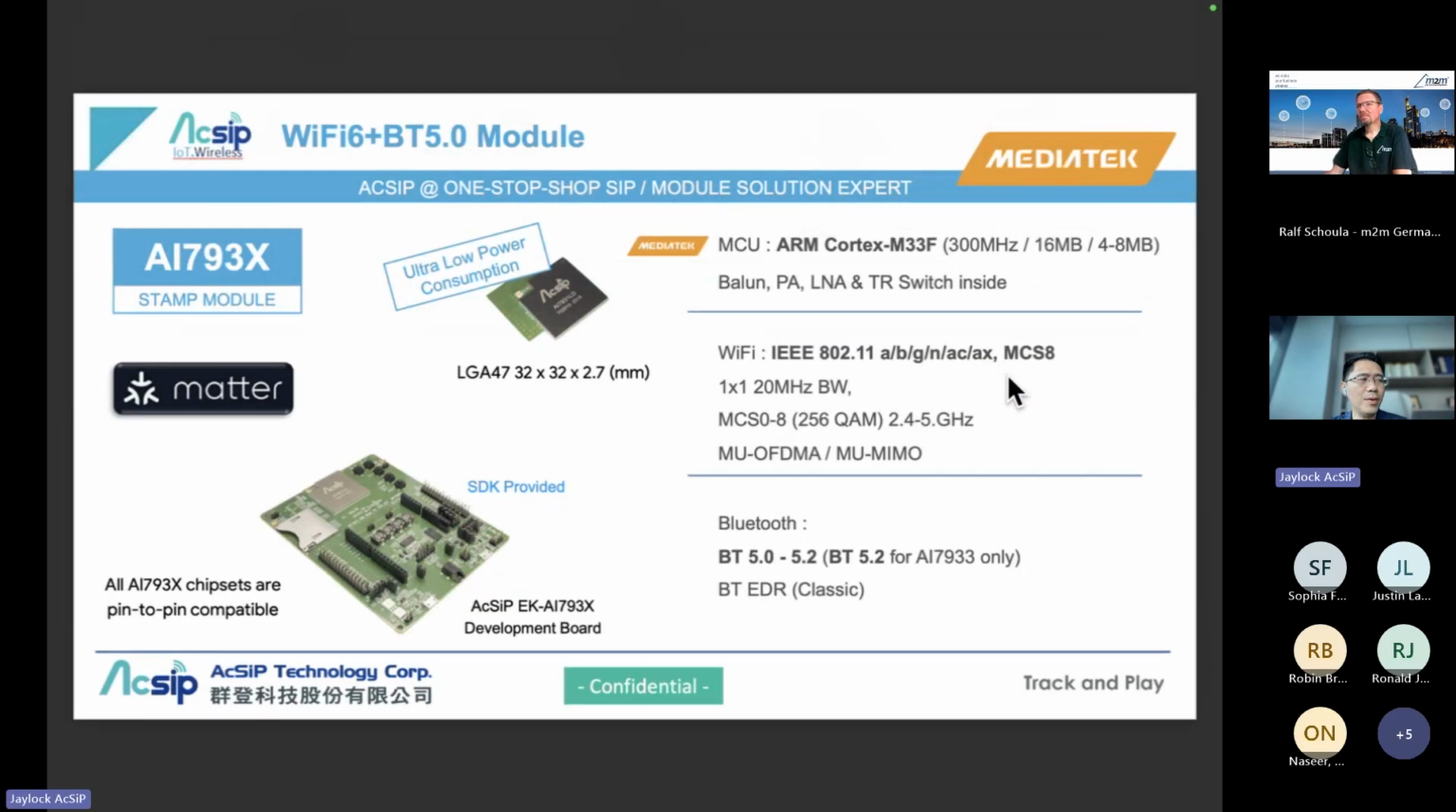So this is the 739X evaluation board, and it's an ARM Cortex M33 chipset. It has all the PA and LNA built in, and it supports dual band 2.4 and 5 GHz. It also has Bluetooth 5.0 built in.